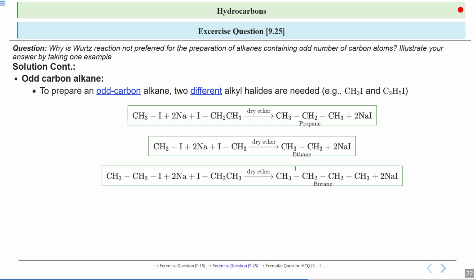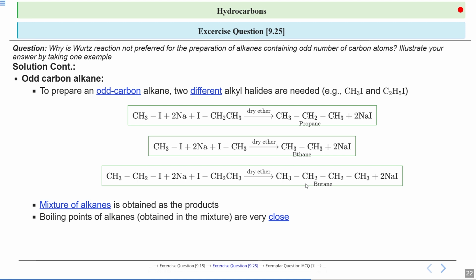Notice that along with the propane, we also get ethane and butane as byproducts. This is because the reaction can occur between any of the alkyl halides present, leading to a mixture of products. So this is a key point to remember. The result is a mixture of alkanes, not just the desired odd carbon alkane. This mixture complicates the process of purification because we don't get a pure product here. It is important to understand that this is a limitation of Wurtz's reaction.